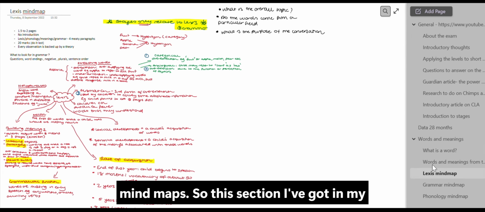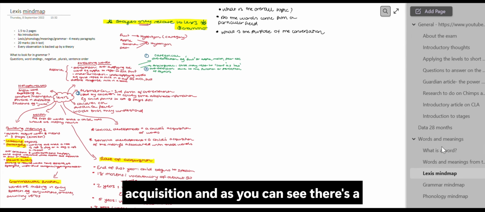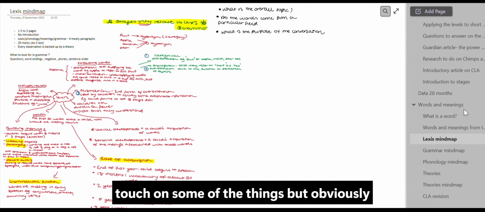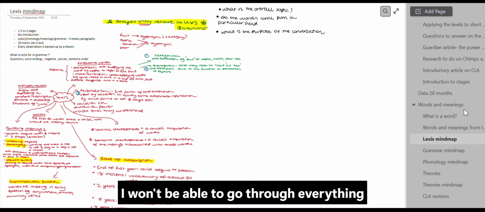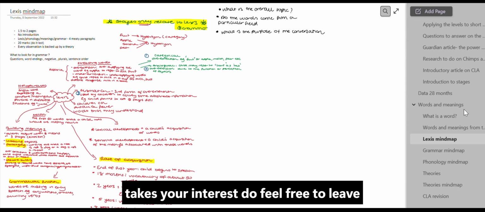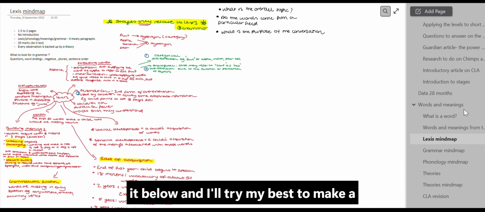So this section that I've got in my notebook is just for child language acquisition. And as you can see, there's a lot of content in there. I'll try to touch on some of the things, but obviously I won't be able to go through everything because otherwise the video would be too long. But if there is anything else that takes your interest, do feel free to leave it below and I'll try my best to make a video on that.